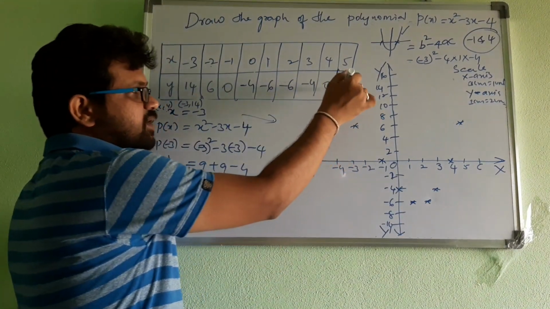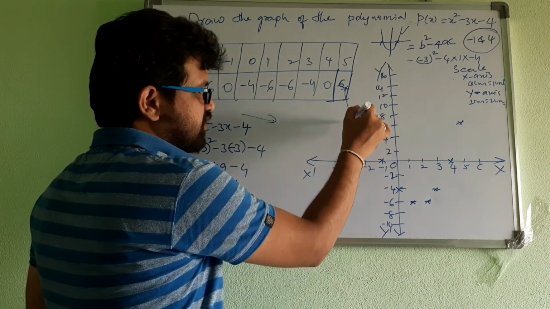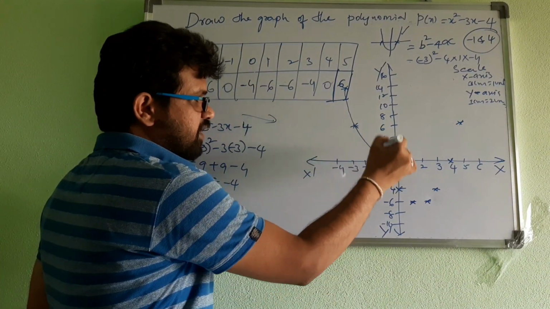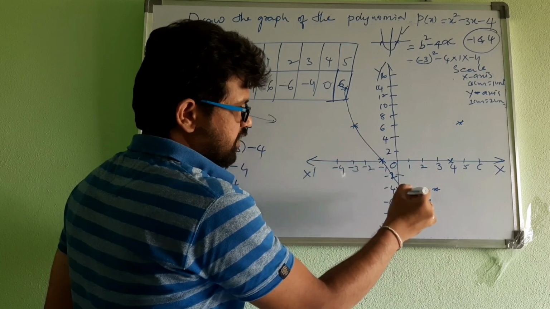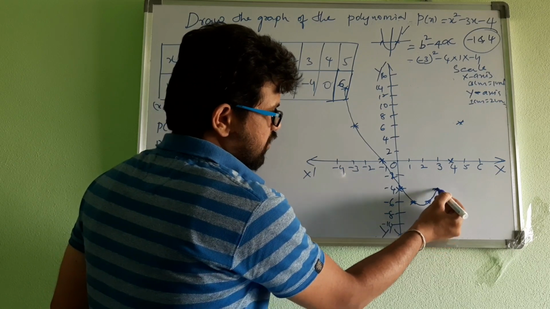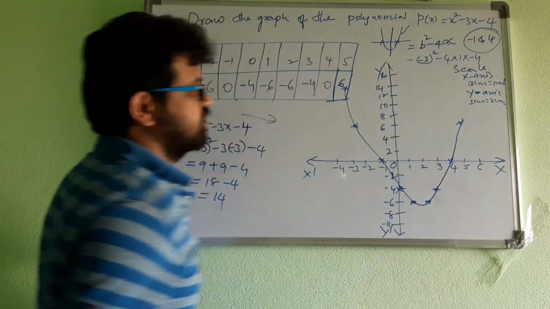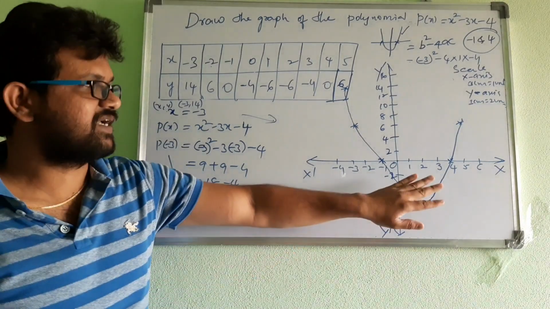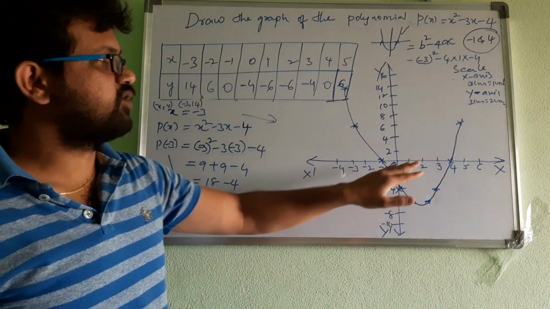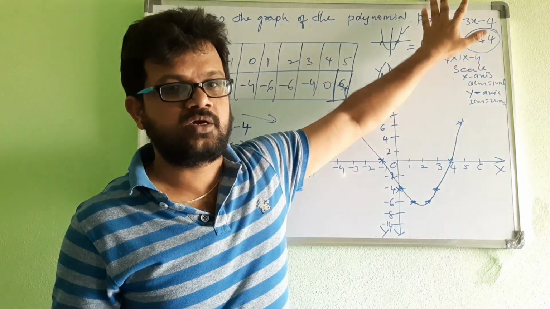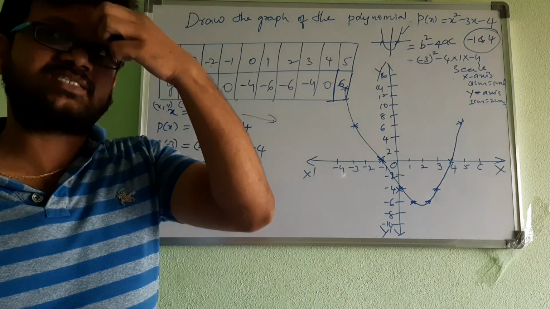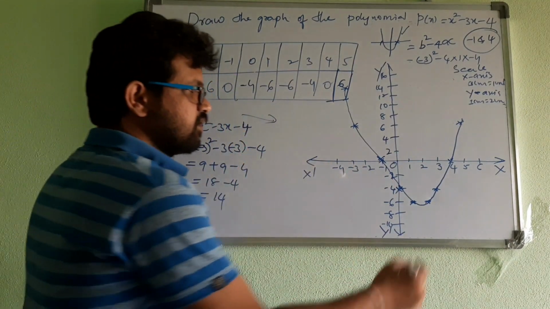Join in order, first -3 to -2 with free hand. Don't use any scale. To draw the graph you have to use free hand, and -2 to -1, and next 0, and here don't draw like this, draw slightly like this. So this is the shape of the graph. We got this quadratic polynomial parabola. Every time you have to keep in mind that before going to draw, you have to know whether it opens upwards or downwards. See here, if you observe, the graph is intersecting the x-axis at 2 points, that is -1 and 4.